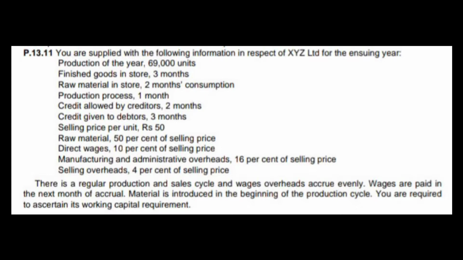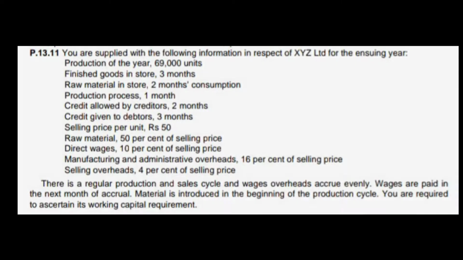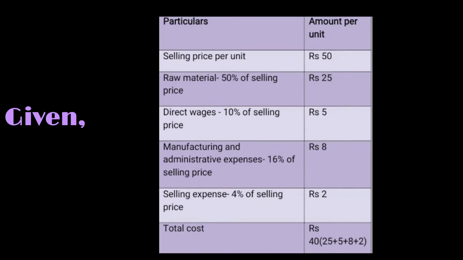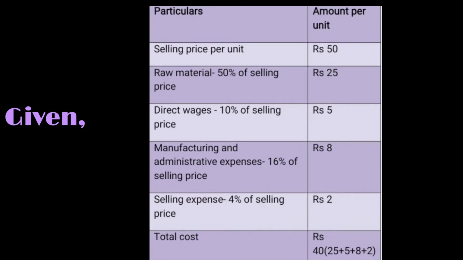So in this case also, we have to prepare a statement showing working capital requirement for the firm named XYZ Limited. So in the question we are given, first we will calculate the pricing of each of these, that is the raw material, direct wages and administrative overheads. So particulars, firstly we were given selling price per unit as rupees 50. In the question it was mentioned that raw material is 50% of selling price. So 50% of rupees 50 is rupees 25. The 25 per unit is the cost of raw material.